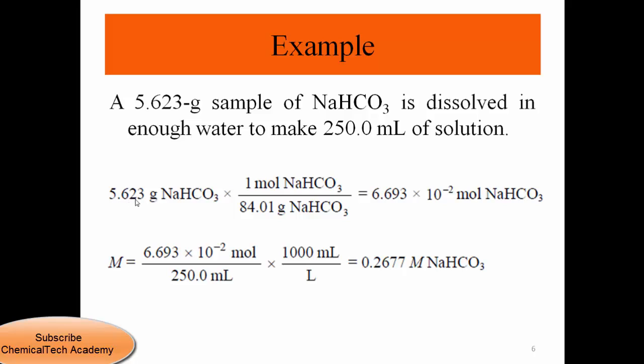So here we have 5.623 grams. We divide it by the molar mass of NaHCO3, which is 84.01. So the number of moles is 6.693 times 10 to the power minus 2. So molarity is 6.693 times 10 to the power minus 2 divided by 250 milliliters, with the conversion factor to convert milliliters to liters. So we have 0.2677 molar NaHCO3. Instead of this conversion, we could just write 0.25 liter.